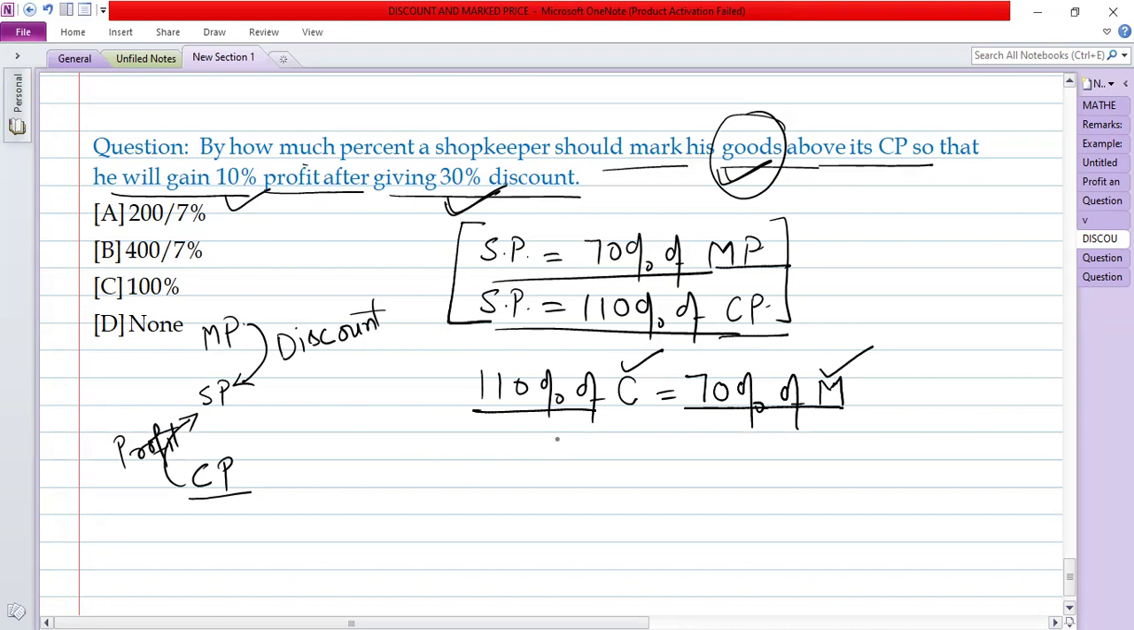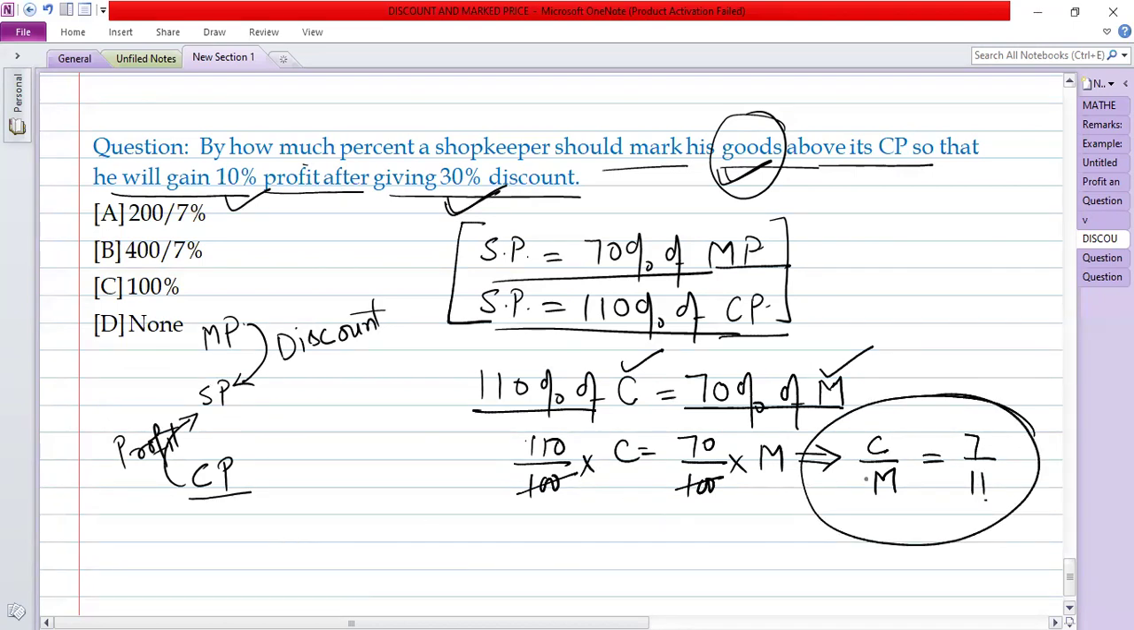Okay. So now once again from here, it will be 110 by 100 into C equals 70 by 100 into M. So this will cancel out, and once again we will have the ratio C ratio M. What is C ratio M? It will be nothing but 7 by 11. Now, what is the meaning of this ratio? It simply means that if the marked price is 11 units, the cost price will be nothing but 7 units.